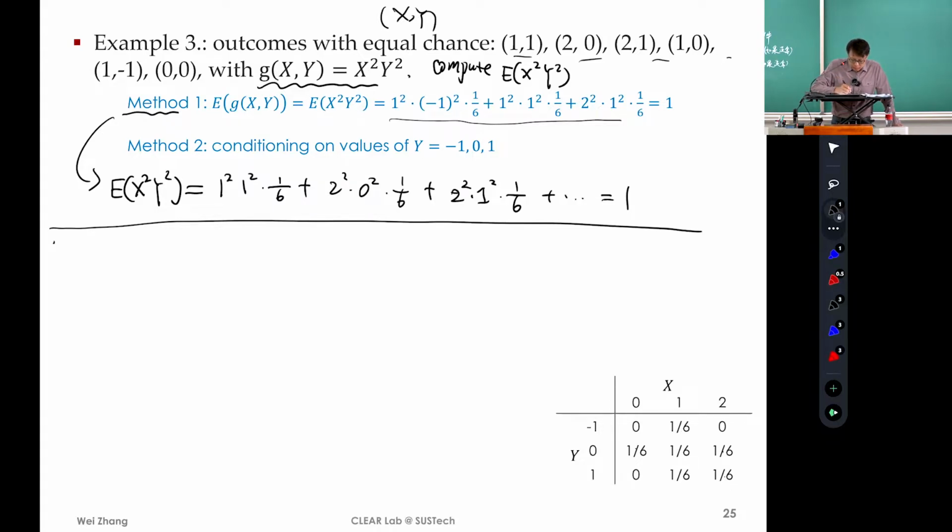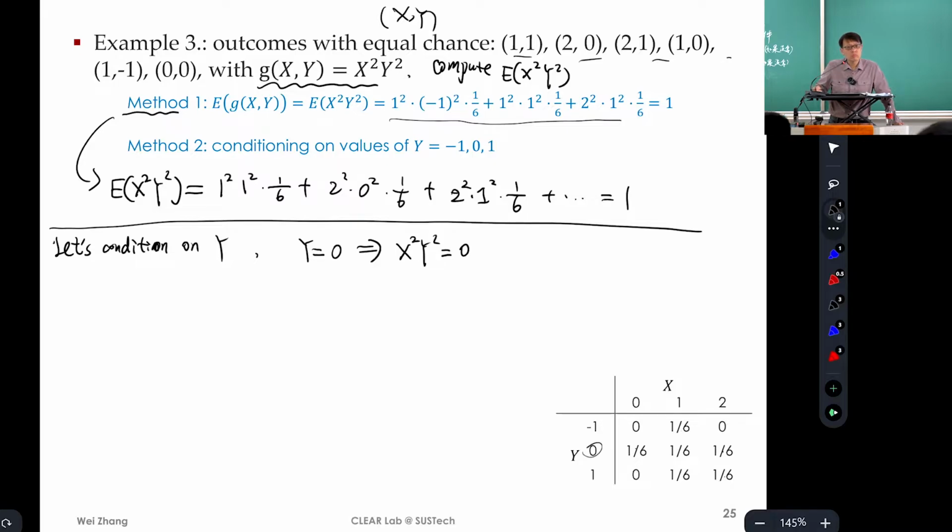Okay, now let's condition on y. Let's see all the possible values y could take. Y could be 0, right? It's this row, and in this case, if y is 0, x squared y squared equals 0. What else could y be? Y could be -1. Then x can only be 1/6. There are no other cases of x.